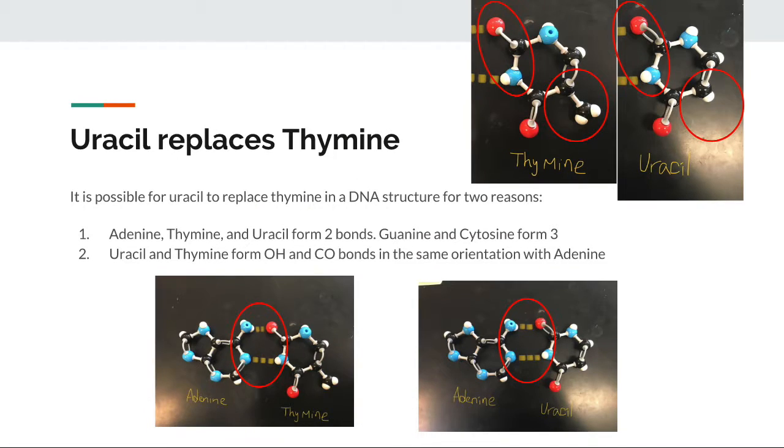It is possible for uracil to replace thymine in a DNA structure for 2 reasons. Number 1, adenine, thymine, and uracil form 2 bonds. Guanine and cytosine only form 3. Number 2, uracil and thymine form oxygen-hydrogen and carbon-oxygen bonds in the same orientation with adenine.